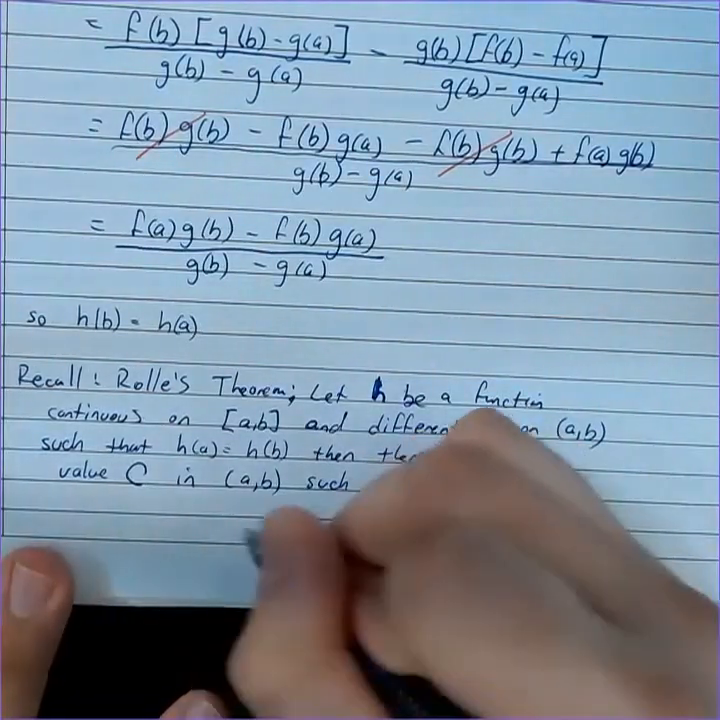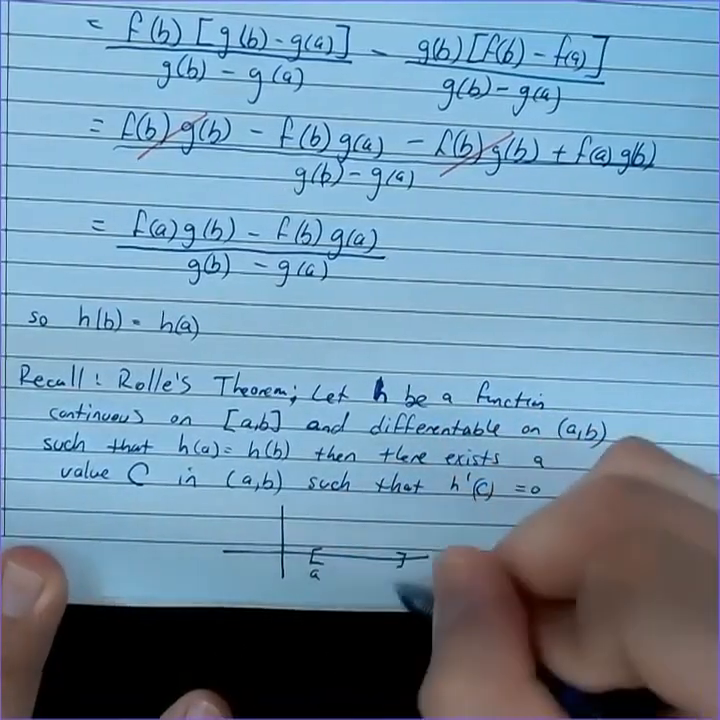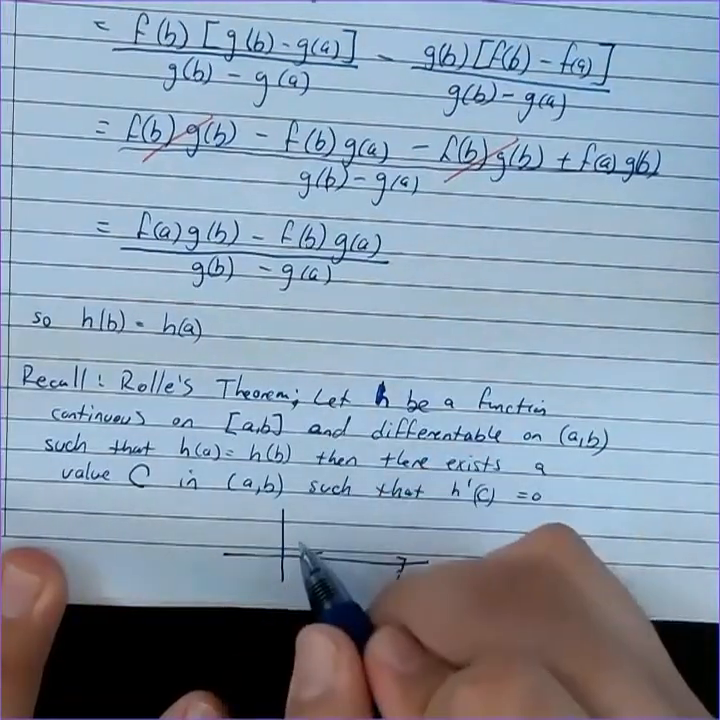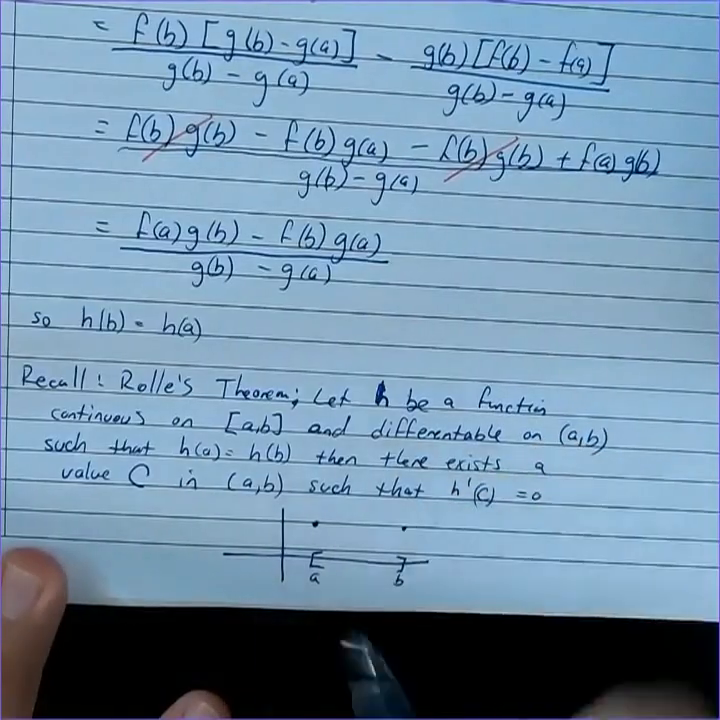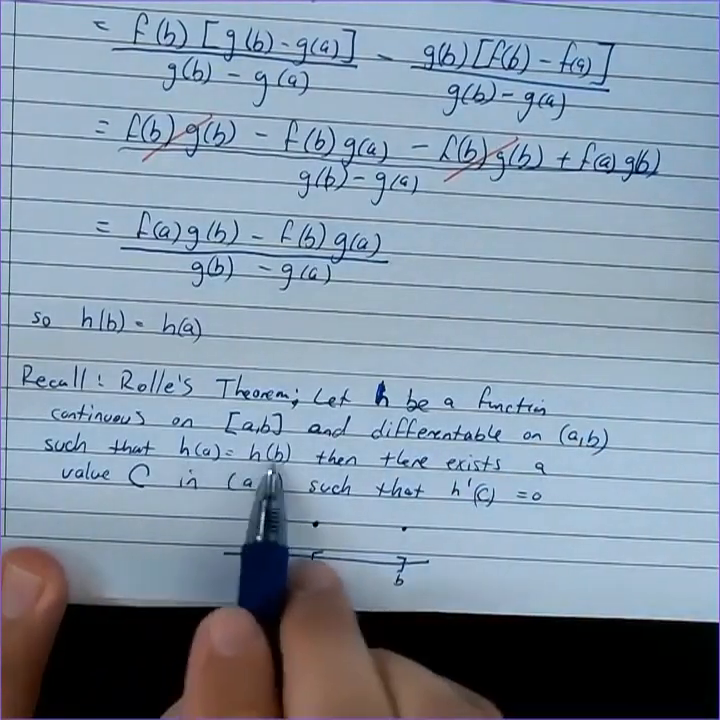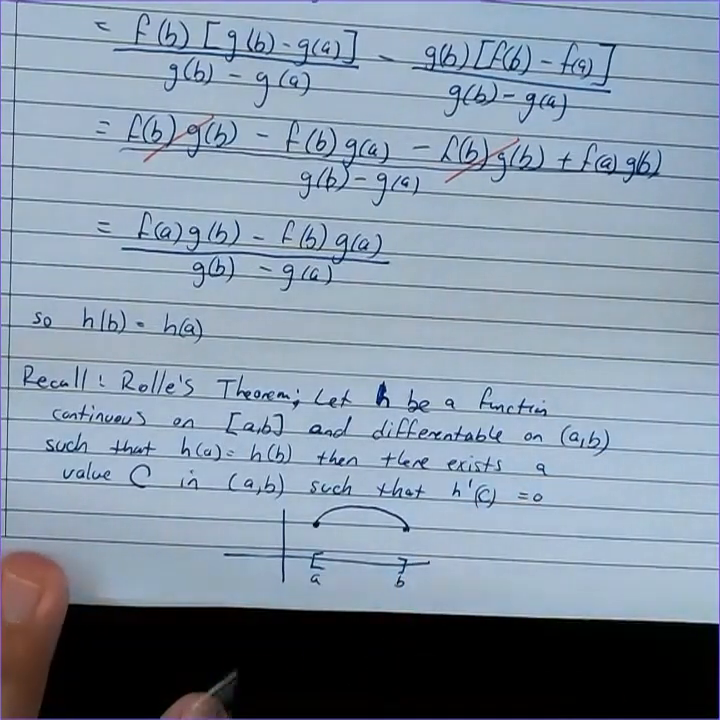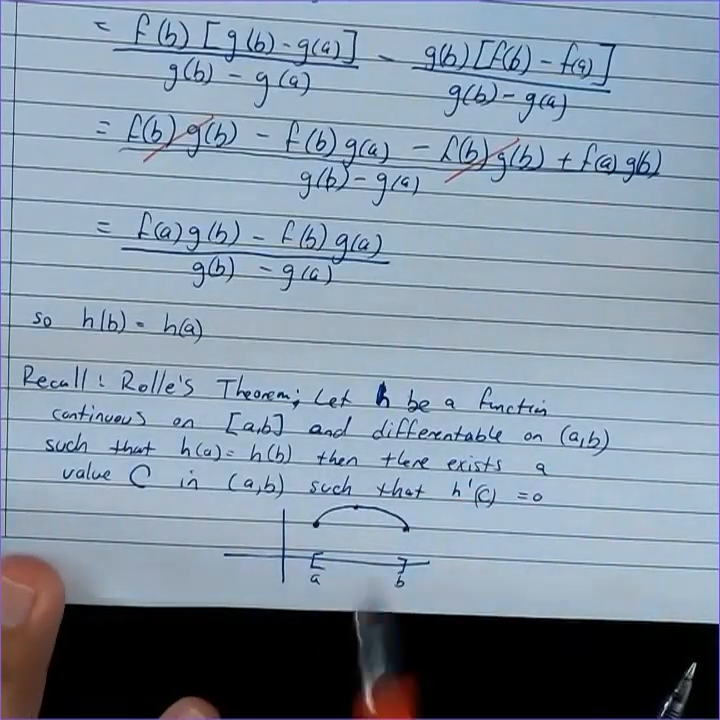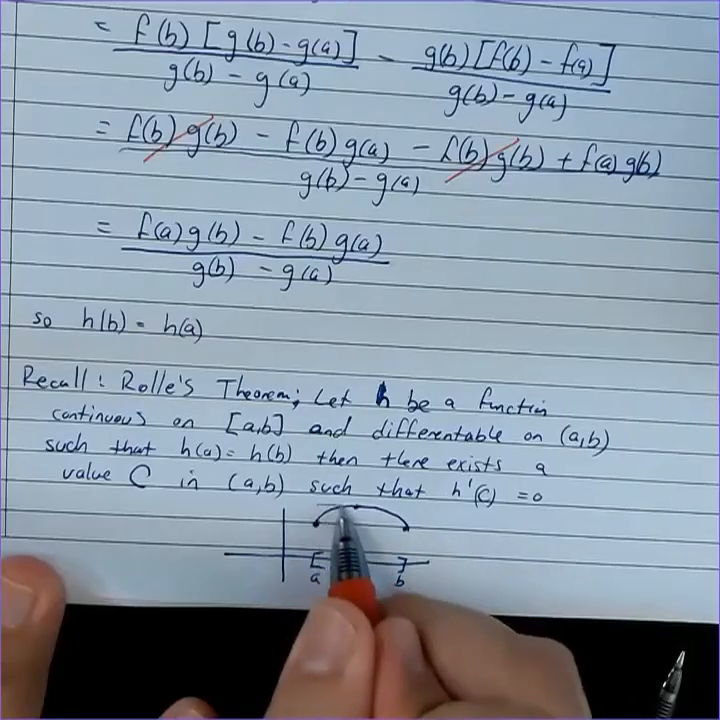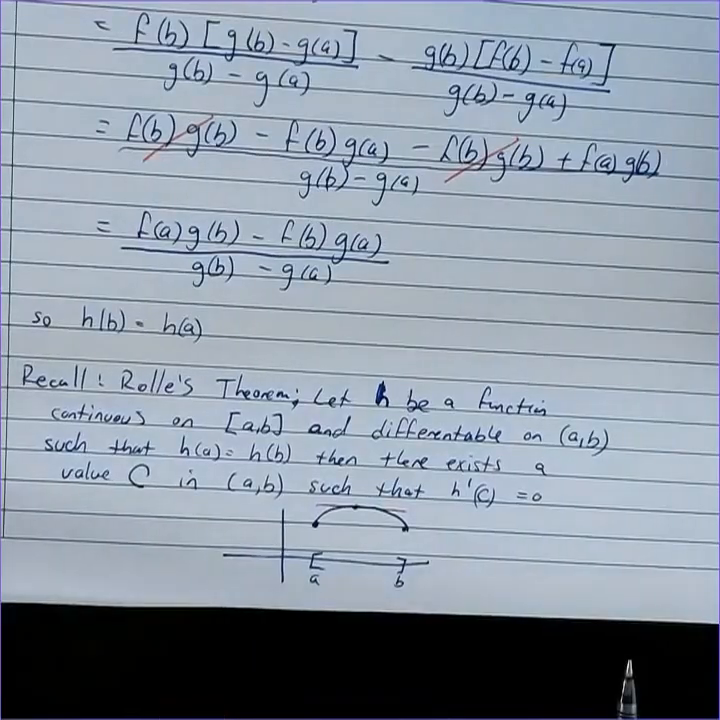Or in other words, you give me a function that's continuous on a closed interval and differentiable on the open interval, and the endpoints have the same height, h at a and h at b are both at the same height, like that. Then there exists some point somewhere in between these two, so that if I take the derivative of the function at that point, the derivative is going to be 0. In other words, the tangent line is horizontal. But that's what we have here.